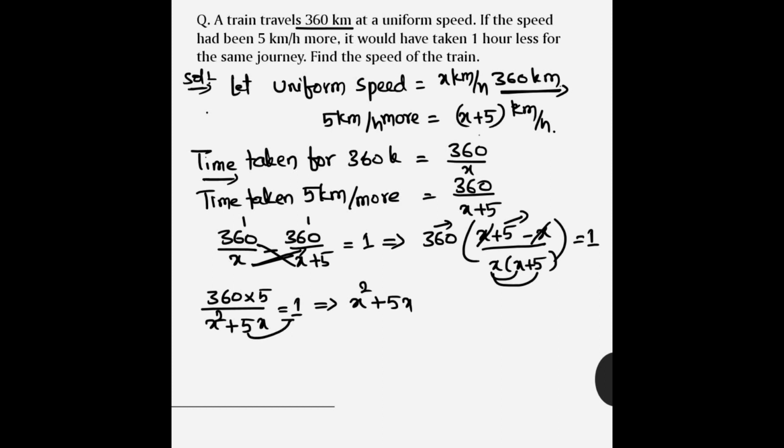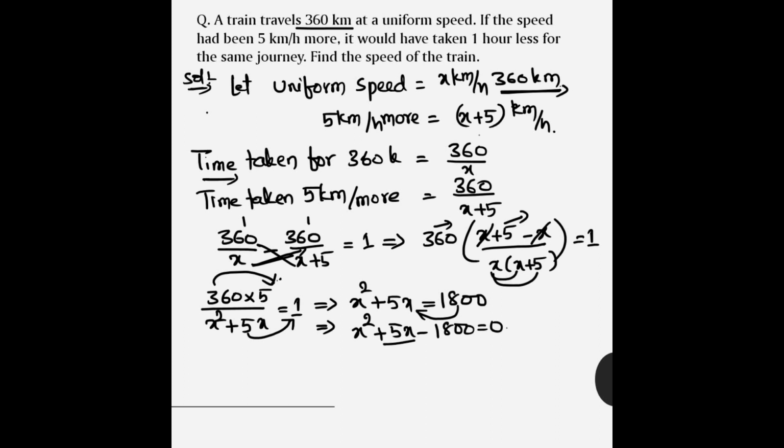So this goes to the right side of the equation: 1 into x square plus 5x is equal to 360 into 5. 360 into 5 is 1800. So I bring 1800 to the left side of the equation, and it becomes x square plus 5x minus 1800 is equal to 0.